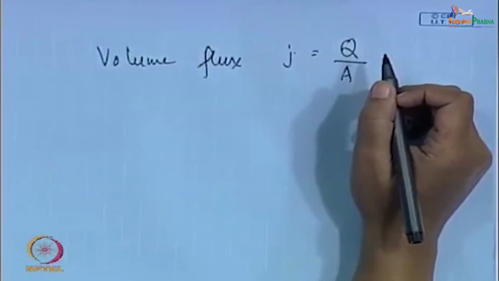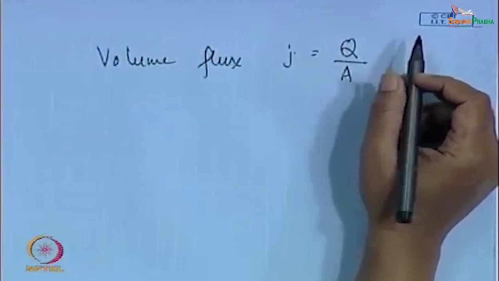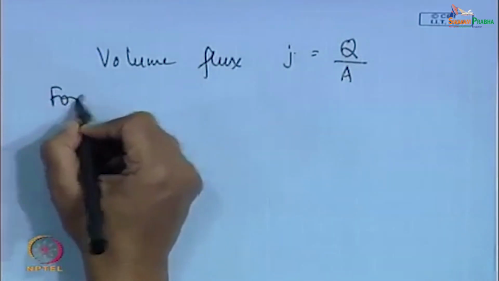Now, in this particular case, this was fine for single phase flows. Okay? Now, for two phase flow, what do we get?